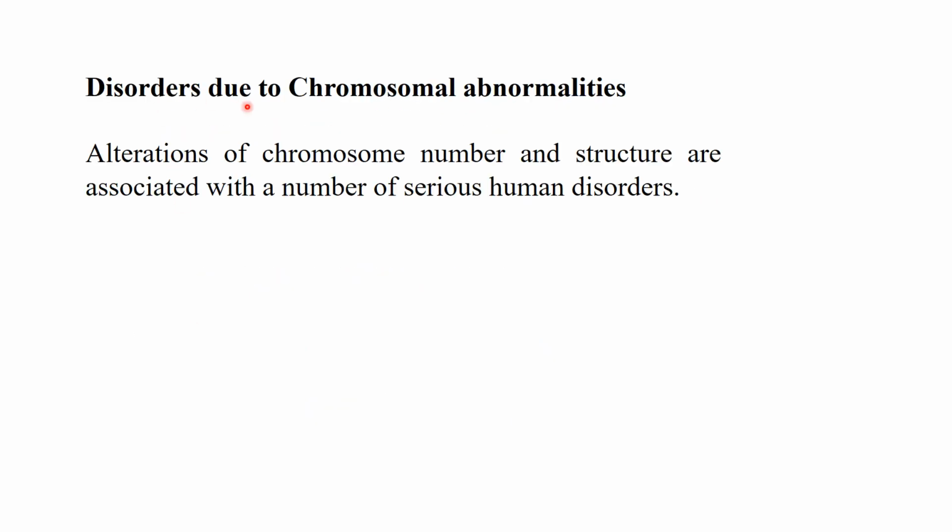Disorders due to chromosomal abnormalities. Here we will focus on the disorders that result in either structural or numerical aberrations of the chromosome. Alteration of chromosome number and structure are associated with a number of serious human disorders. क्रोमोसोम का नंबर या स्ट्रक्चर दोनों में से किसी एक की तब्दीली की वजह से डिफरेंट डिसऑर्डर्स प्रोड्यूस होते हैं.